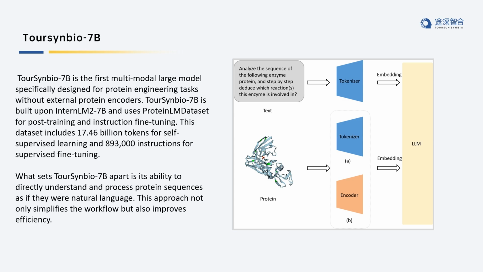TourSynbio is built upon Intel Large Language Model 2.7 and uses protein large model dataset for post-training and instruction fine-tuning. This dataset includes 17.46 billion tokens for self-supervised learning and 893,000 instructions for supervised fine-tuning. What sets TourSynbio apart is its ability to directly understand and process protein sequences as if they were natural language. This approach not only simplifies the workflow, but also improves efficiency.